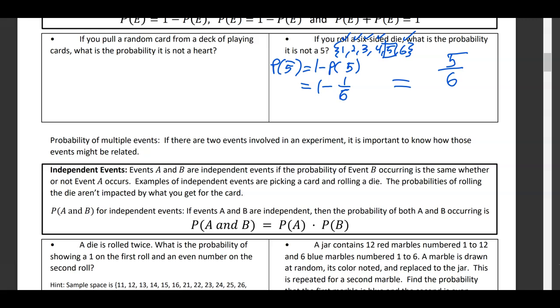So if the events are independent, whatever happens on the first one has no bearing on whether it'll happen again, then you can do the AND probabilities with simple multiplication.